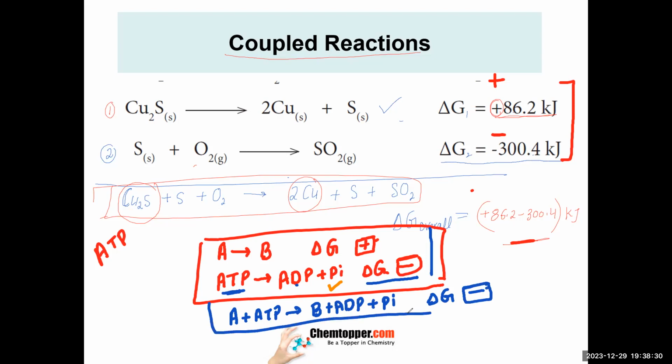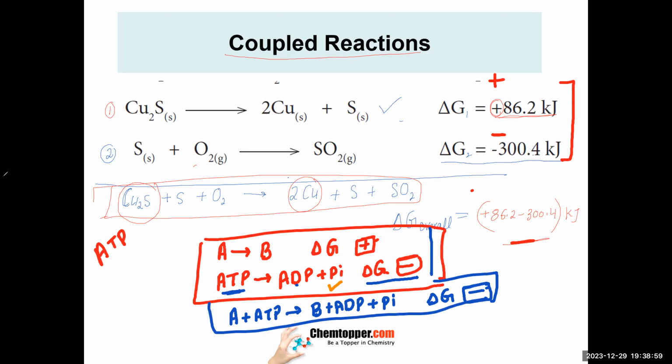For this one, right? So the point is clear. Coupled reactions. So what is the advantage of coupled reactions? If one reaction is non-spontaneous, other reaction is highly spontaneous, you can add these two reactions and the net reaction will be spontaneous reaction, right?